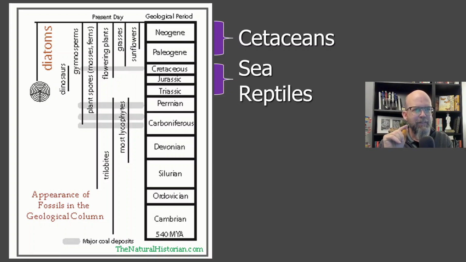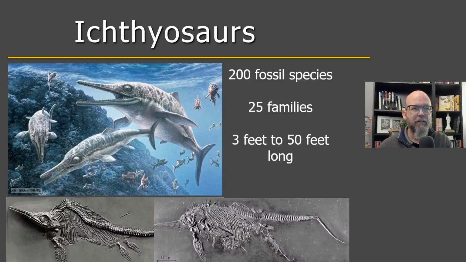You know what? I can make some of these points and show you better pictures than simply this graphic. So let's show you just a few examples to get you acquainted with the sea reptiles. Ichthyosaurs, right? 200 named fossil species of ichthyosaurs from thousands of different specimens. They've been divided taxonomically into 25 different families. So a family level will be saying that there's significant differences between one set of ichthyosaurs versus another.